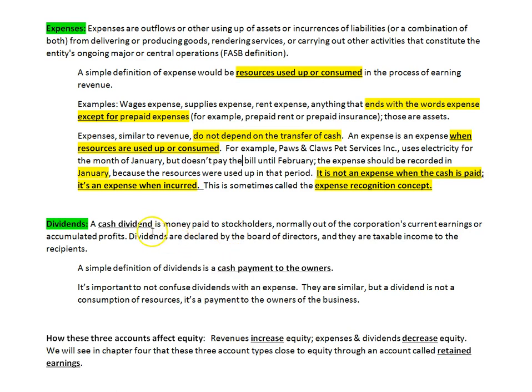The last one here is a dividend. The only type of dividend we're going to look at is called a cash dividend. Cash dividends are basically money that's paid to stockholders. So we can think of a dividend as a cash payment to the owners.